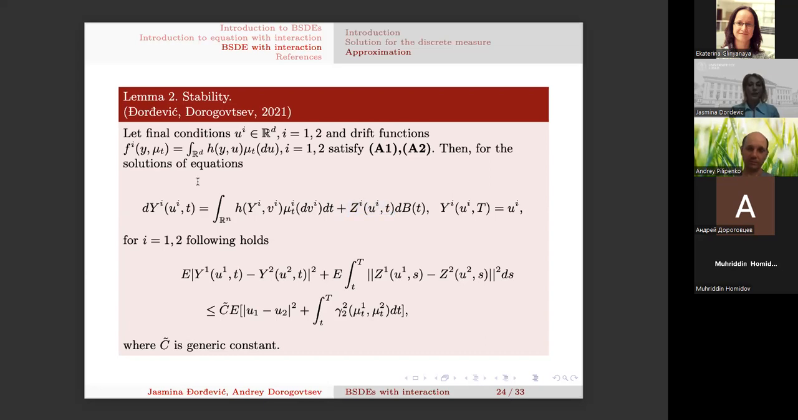So as I stated, I would like us to have a general result where the final condition can be even random, not only from R^d, and to have a more generalized diffusion. But for now, we only proved these results, but hopefully we will generalize them in these two directions, just to have a complete BSDE with interaction. We'll see. Okay, thank you very much.